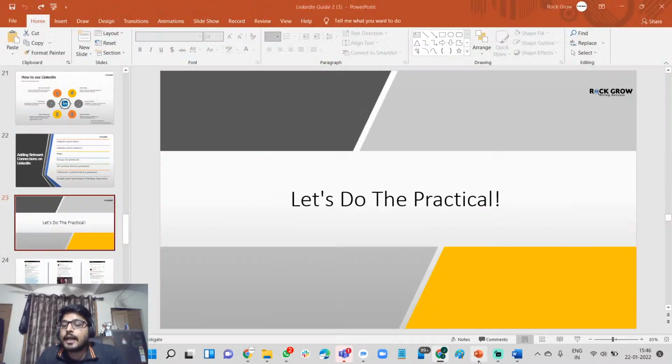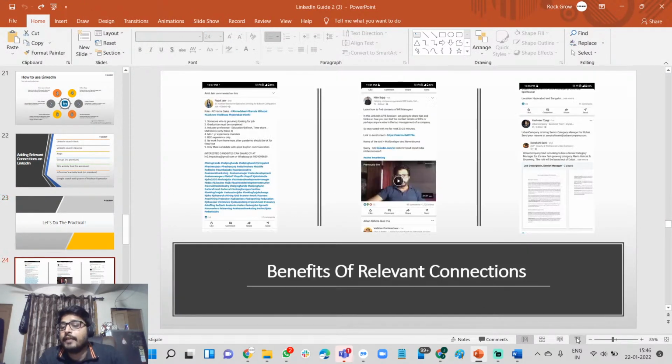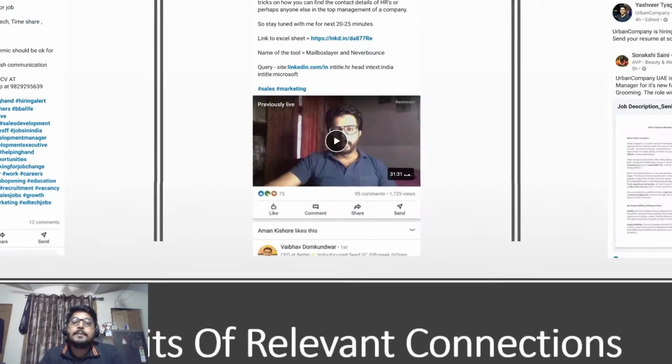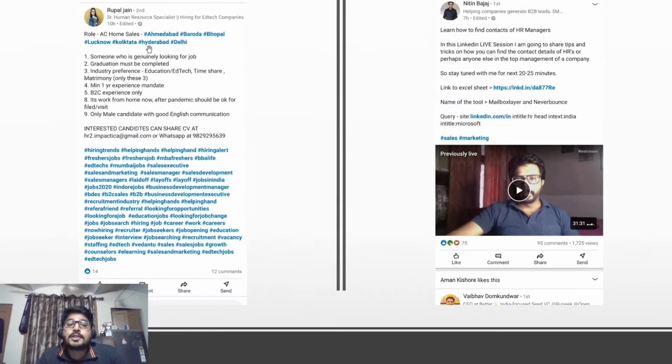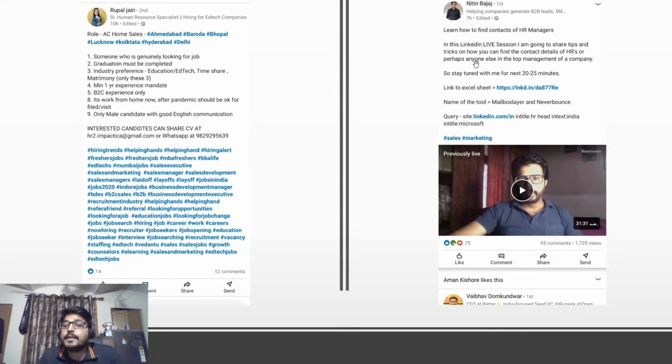So instead of targeting 1000 or 2000 people, target 100 or 200 people, but the people who are relevant. What eventually will happen, because those people are relevant to you, they will start sharing job opportunities. You need not even go to their profile, you will start getting it on the home page itself.